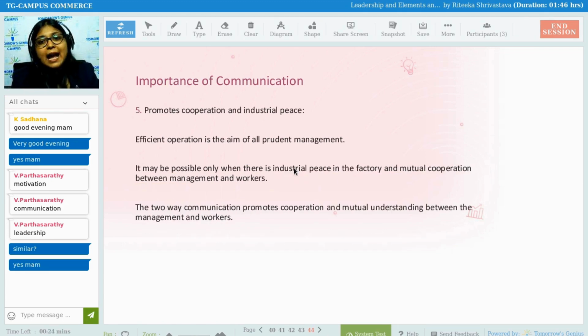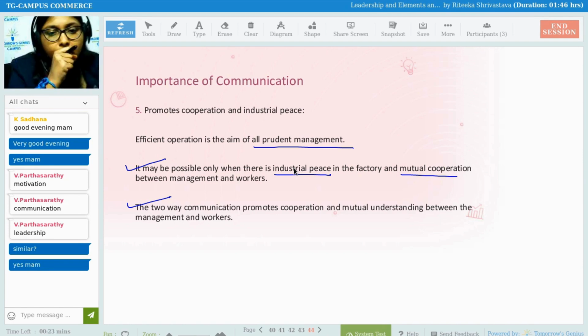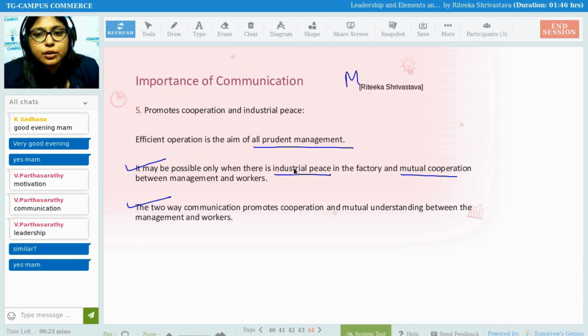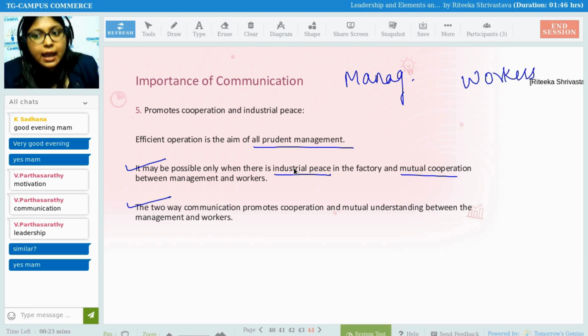Next, promotes cooperation and industrial peace. Efficient operation is the aim of all prudent management. It may be possible only when there is industrial peace in the factory and mutual cooperation between the management and workers. Two-way communication promotes cooperation and mutual understanding between the management and workers. If you want to promote cooperation, smooth flow, and peace in the organization, you should balance the relationship between the management as well as the workers.